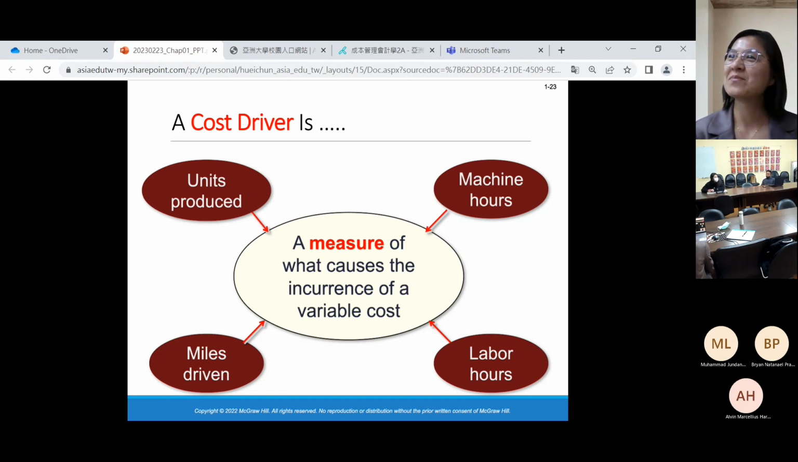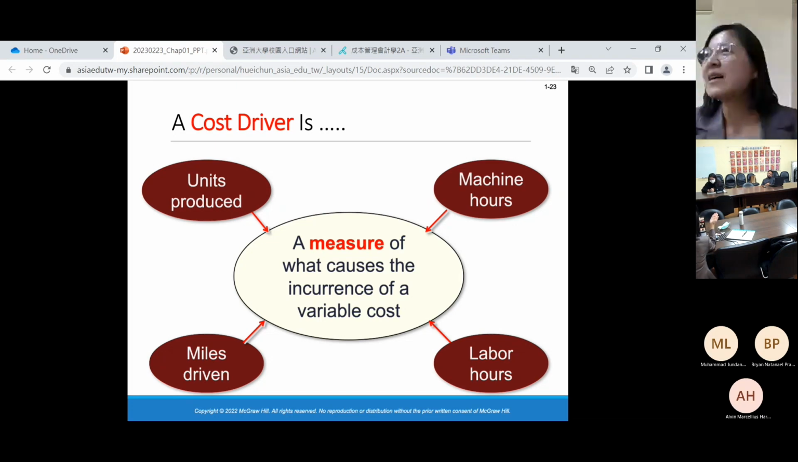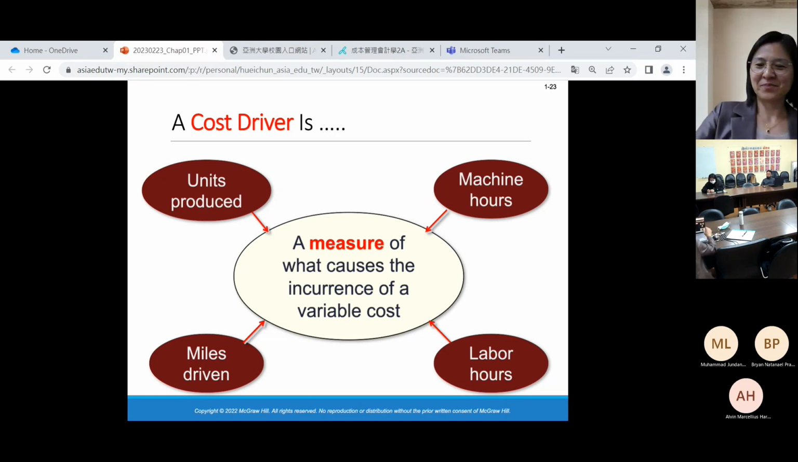What change, or what is the reaction from the variable cost that is driven by this cost driver? Is it correct? Like a variable, the cost will change depending on how much of the item you use. That is a variable cost.